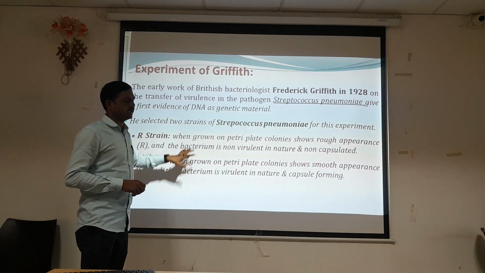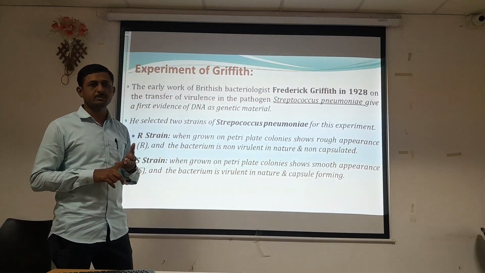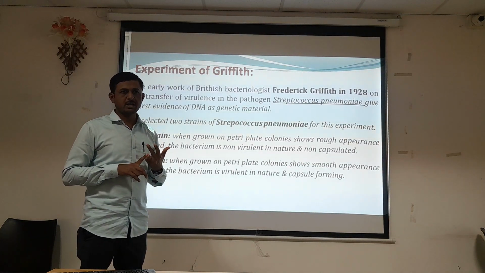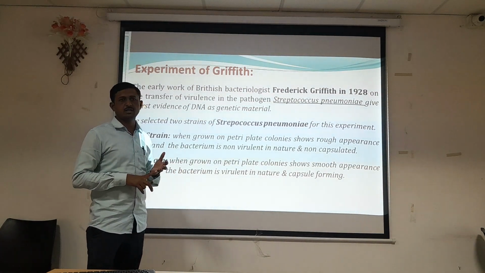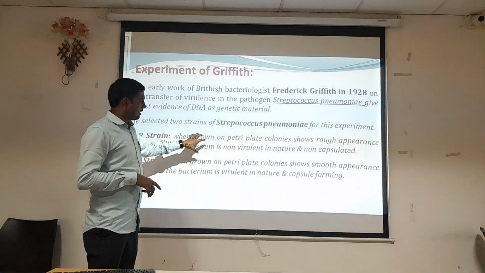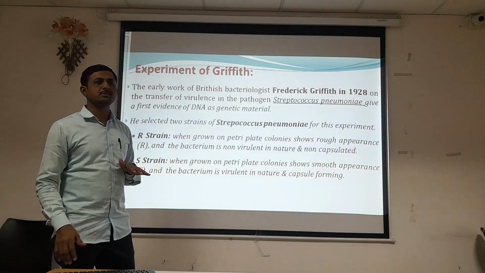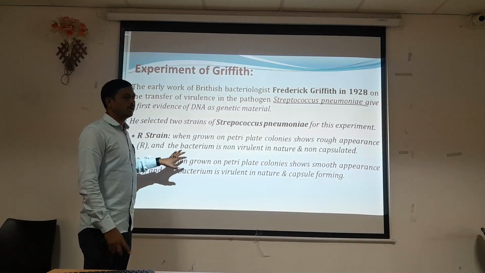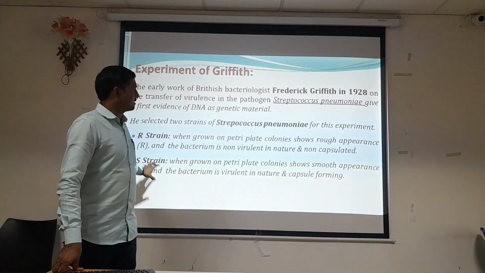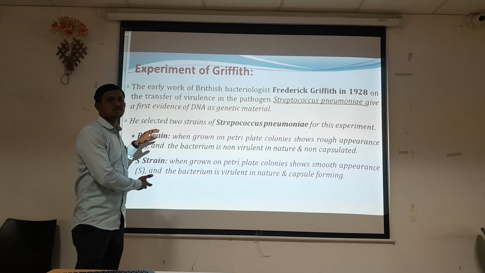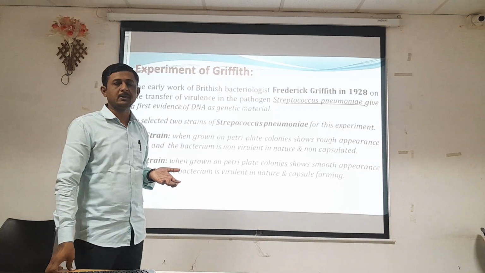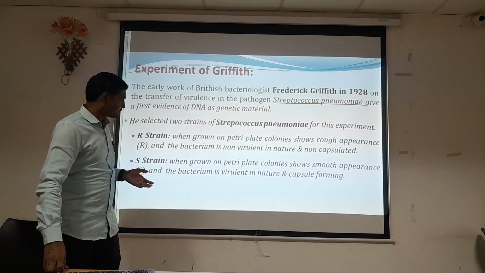So for this experiment he selected the R type and the S type of strain. R type is non-virulent and S type is virulent. S type is capsulated, forming a capsule, while R type is non-capsule forming. R type forms a rough colony surface, while S type produces a smooth appearance of the colony when grown on a medium. These are the structural and morphological differences between these organisms. Both belong to Streptococcus pneumoniae.